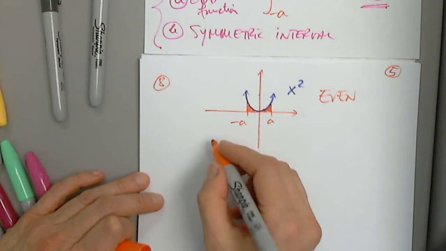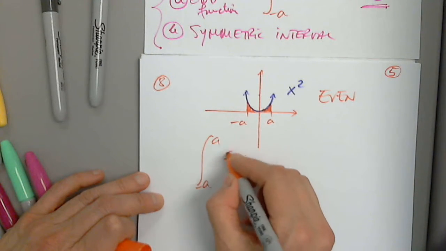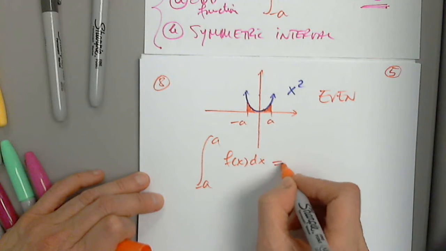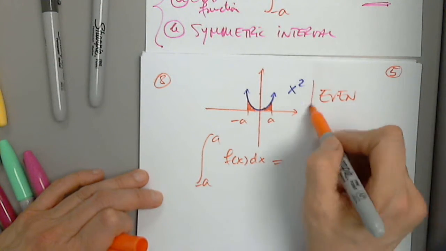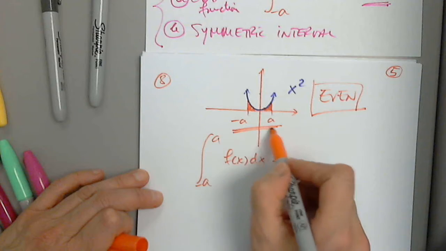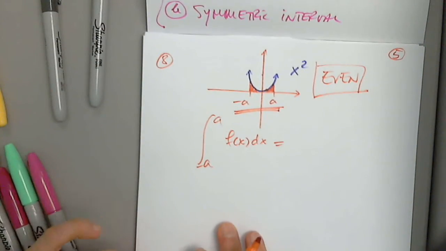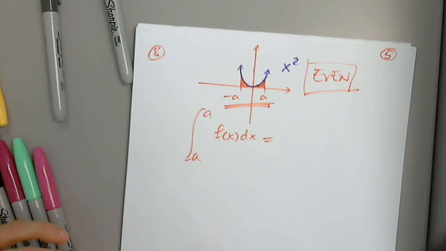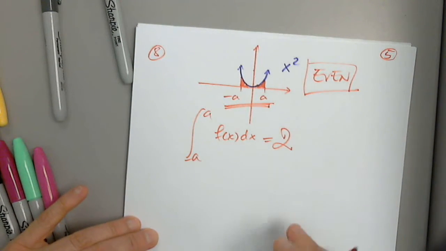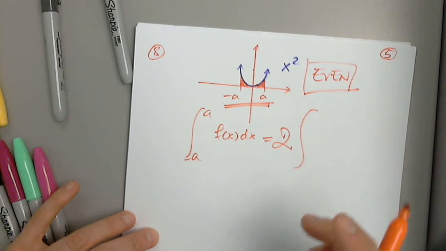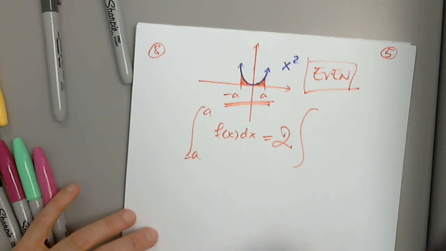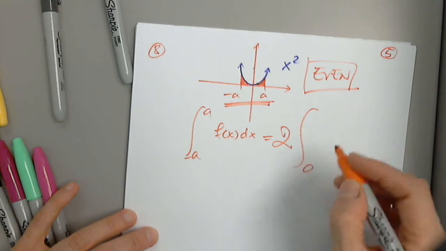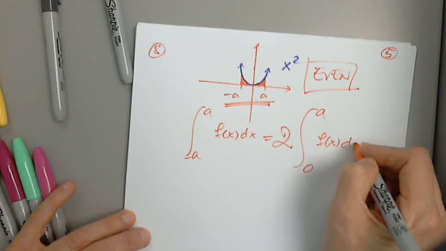And I want the integral from negative a to a of f of x dx. Two conditions have to be fulfilled: even function and symmetric interval. What do you think? A wild guess. What do you think the answer would be? 2, the integral from 0 to a of f of x dx.